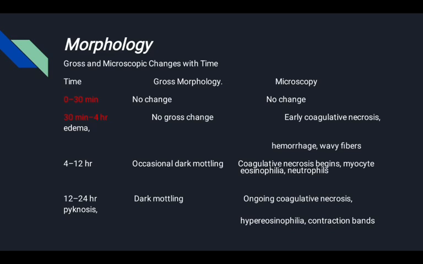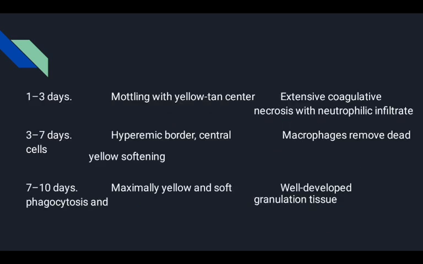In 12 to 24 hours, dark mottling. In microscopy, ongoing coagulative necrosis, hypereosinophilia and contraction bands are seen. In 1 to 3 days, mottling with yellow-tan center. Microscopically, extensive coagulative necrosis with neutrophilic infiltrate.